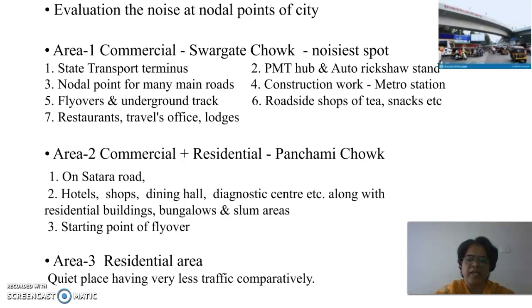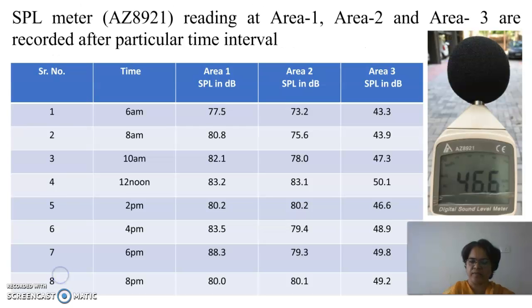Area 3 is a residential area. It's a quiet place having comparatively very little traffic. Sound level meter readings are taken for these three areas from 6 am in the morning to 8 pm in the evening at intervals of 2 hours. The readings are recorded here.